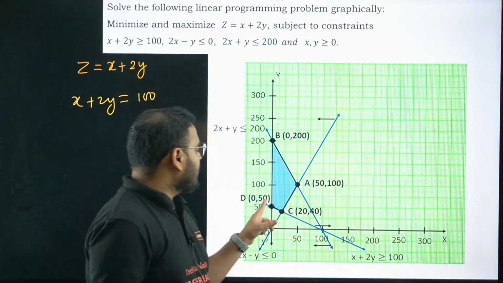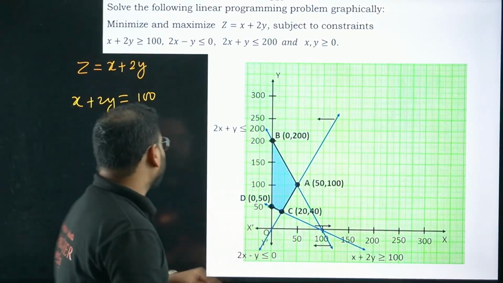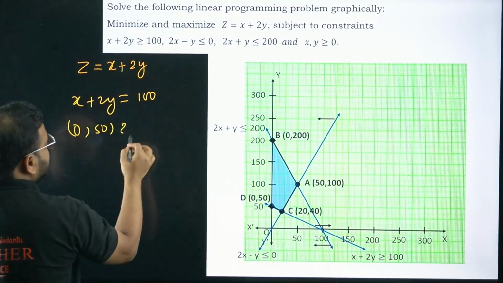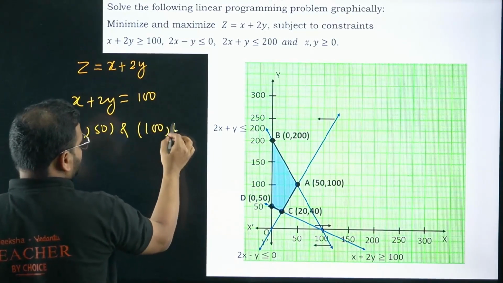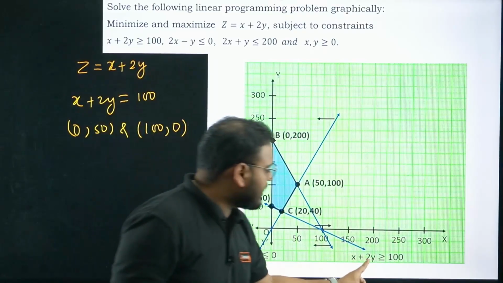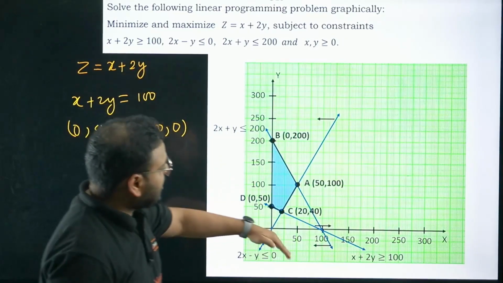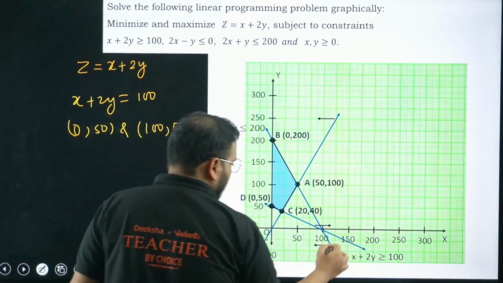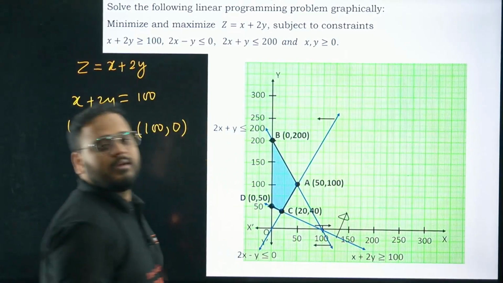So this is the point, the other one, 0, 50. So what are the coordinates, sir? 0, 50 and the other one is 100, 0, sir. Okay, we get this line, x plus 2y greater than 100. So we're going to push upward from this. We'll have the area above this line. Okay, this is done.